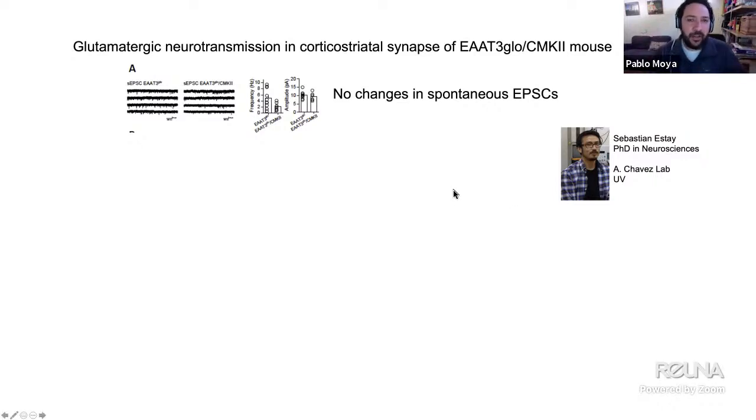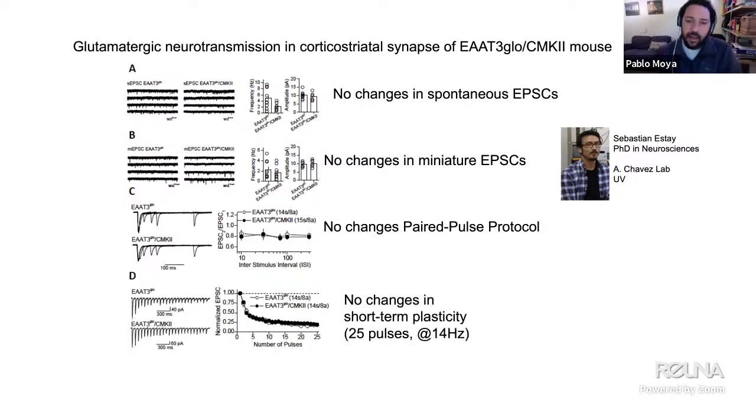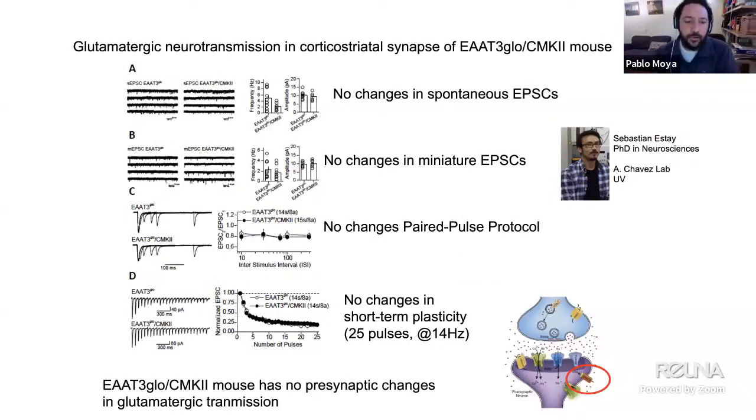And very briefly, what I can tell you is that we did not observe alterations in the spontaneous excitatory postsynaptic currents, no changes in the minis, no changes in the PPR, and no alterations in a short-term plasticity protocol. Collectively, this data suggests that there are no changes at the presynaptic level in the corticostriatal synapse of the E3 overexpressing mice, which is okay with our prediction, because, as I mentioned, E3 is located postsynaptically.